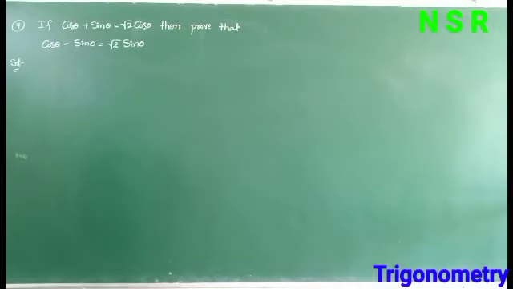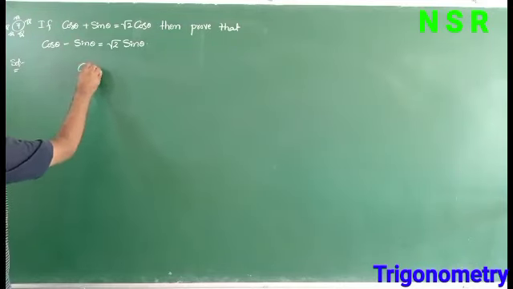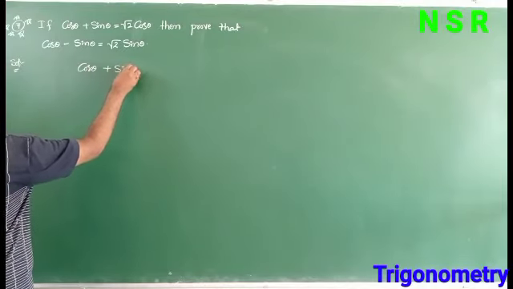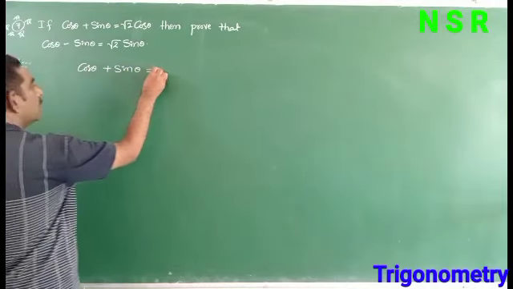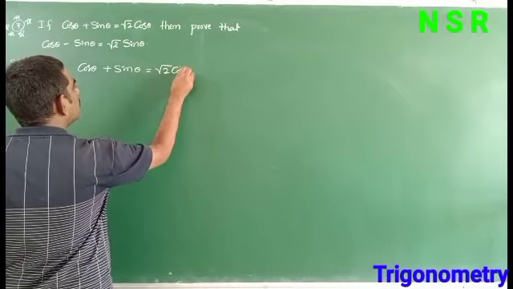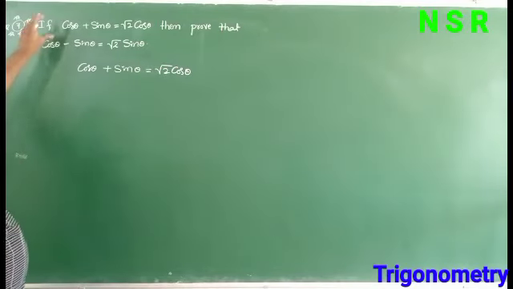Next, the 7th one: if cos theta plus sin theta equal to root 2 cos theta, then prove that cos theta minus sin theta equal to root 2 sin theta. This is a very important one, so listen carefully. Here given, using this one we can find this one, we have to prove this one. So cos theta plus sin theta equal to, given here, root 2 cos theta. By using this equation I will prove this one.